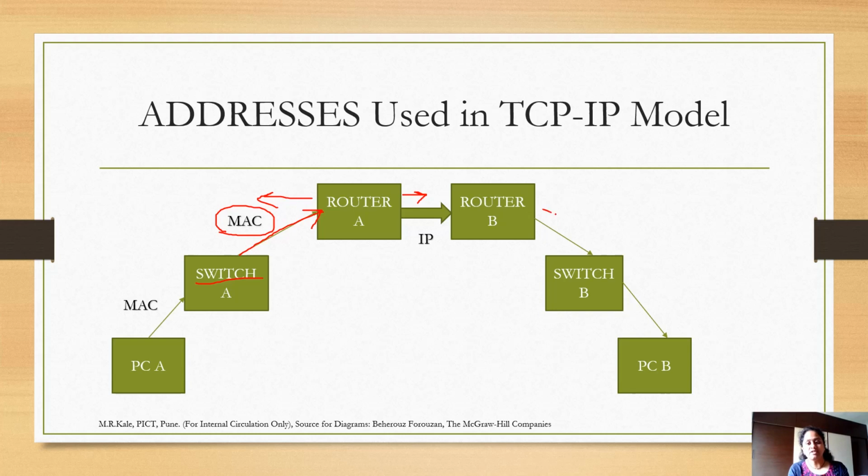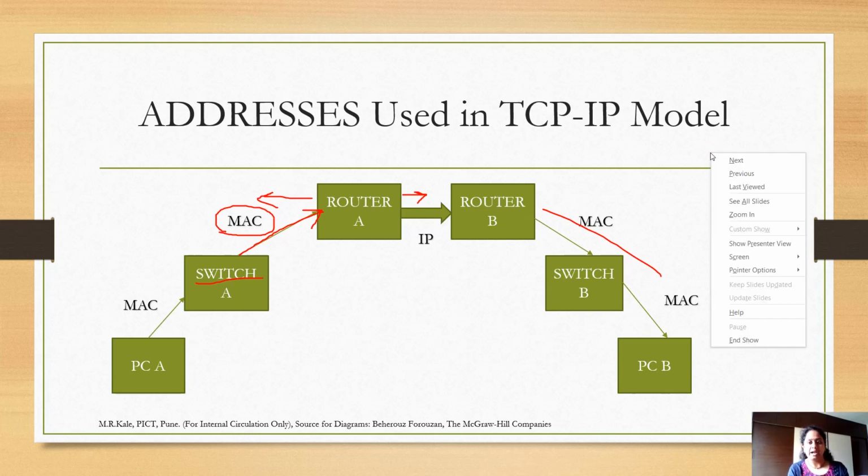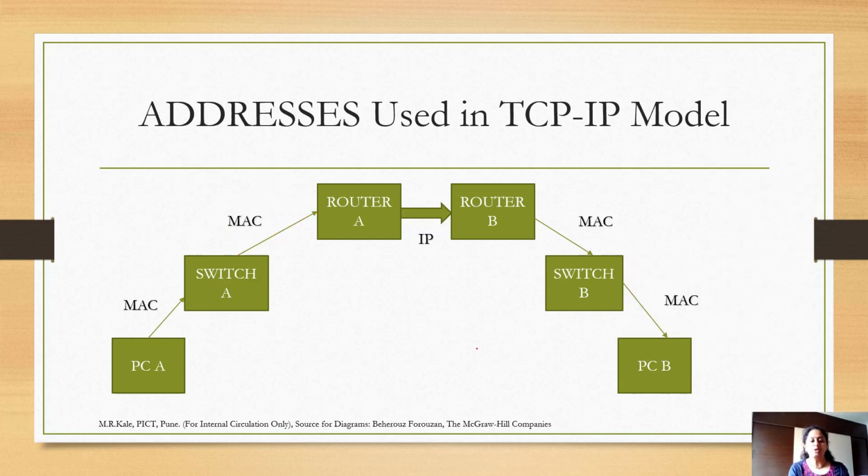Similarly, on the receiver side, router to switch will happen with the help of a MAC address and switch to PC again with the help of MAC addresses. So this slide gives you an idea how the communication takes place with the help of MAC or physical addresses and IP or logical addresses. This should be sufficient for you to understand that within the LAN, MAC addresses are used and outside the LAN, IP addresses are used for communication.